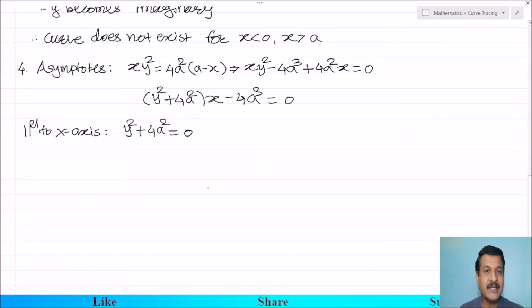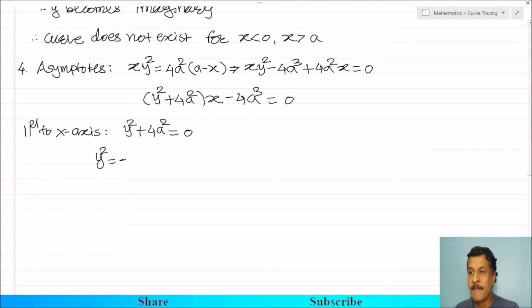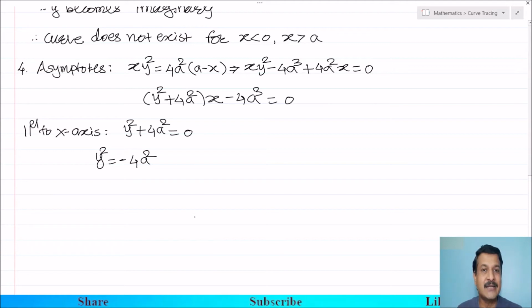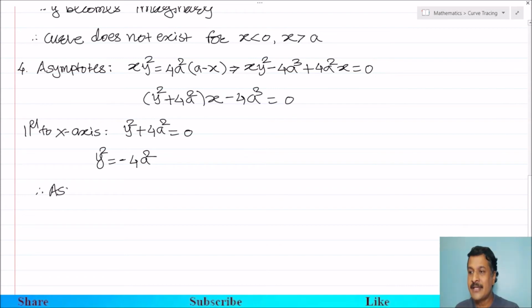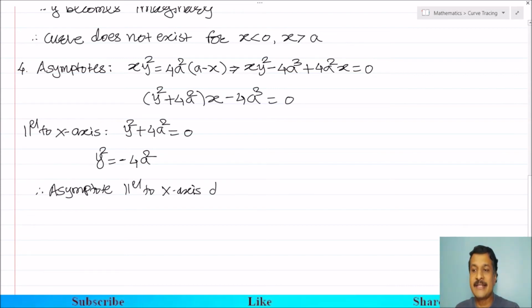And if I am getting a valid equation, then it is the equation of asymptote. If an invalid answer, then asymptote does not exist. So let's see here what happened. So y square equal to minus 4a square. So note that here y square becomes negative. It means that asymptote does not exist because y is imaginary. So here asymptote parallel to x-axis does not exist.